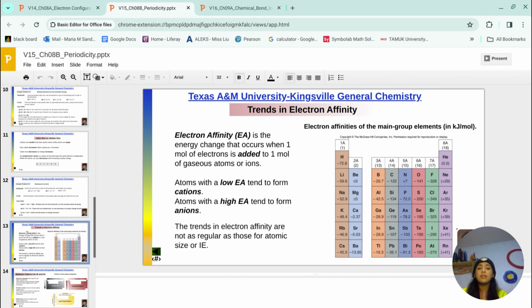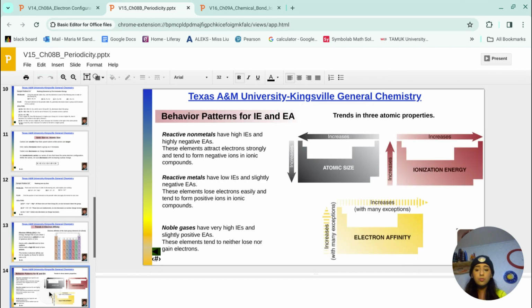So electron affinities of the main group elements are in kilojoules per mole. So here you'll see our electron affinity. Here's groups 1, 2, 13, 14, 15, 16, 17, and 18. We're looking at our groups, and their affinities are shown below. So here are some overall trends that you'll see in the periodic table for IE and EA.